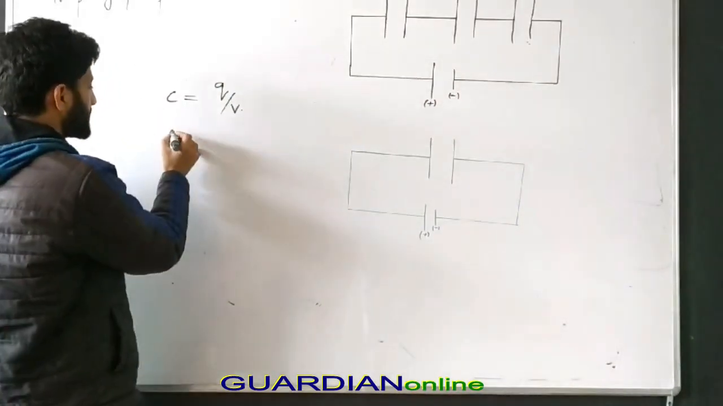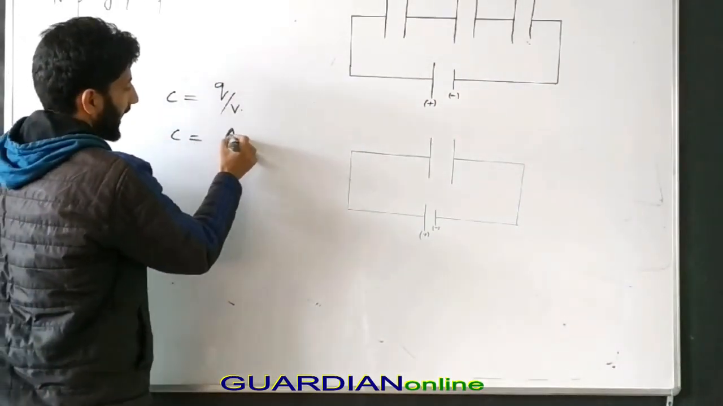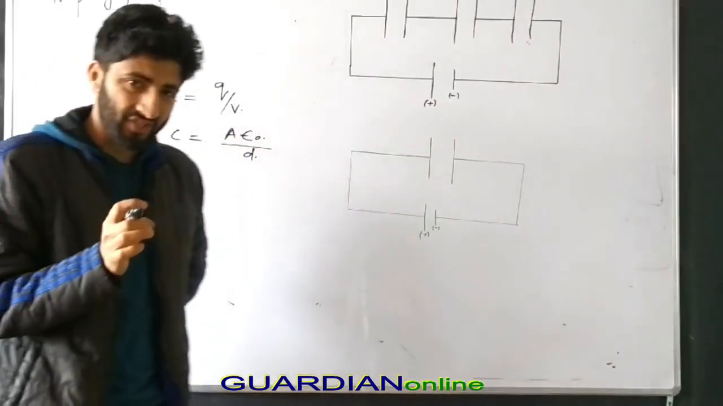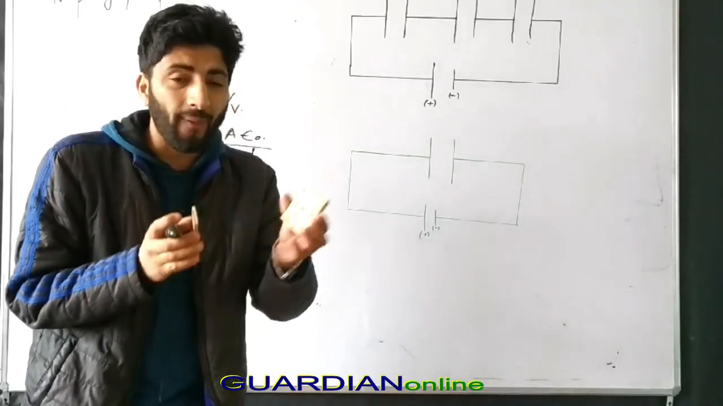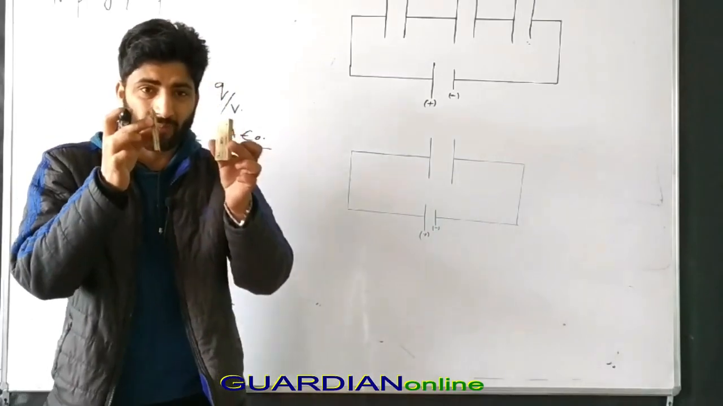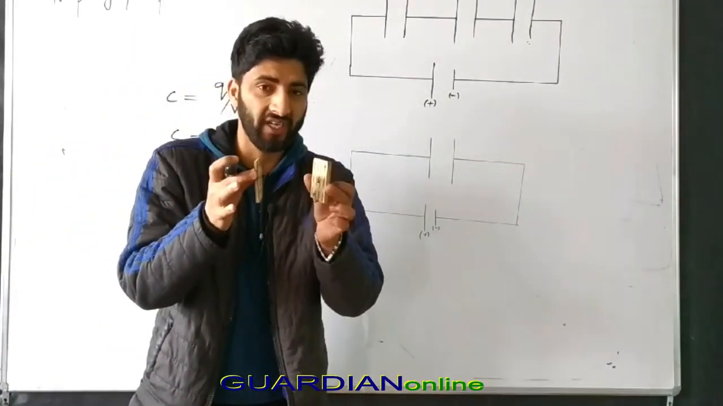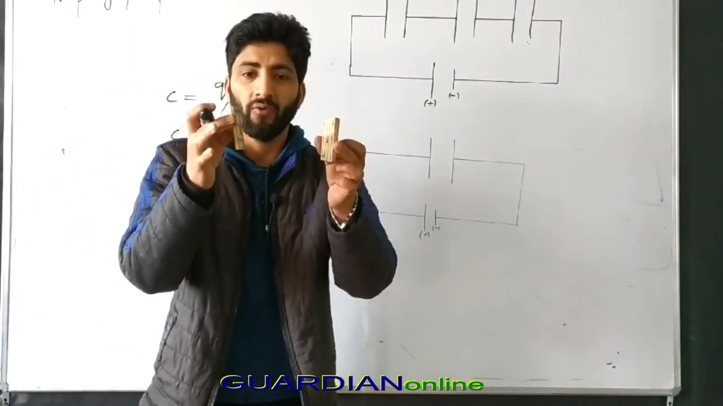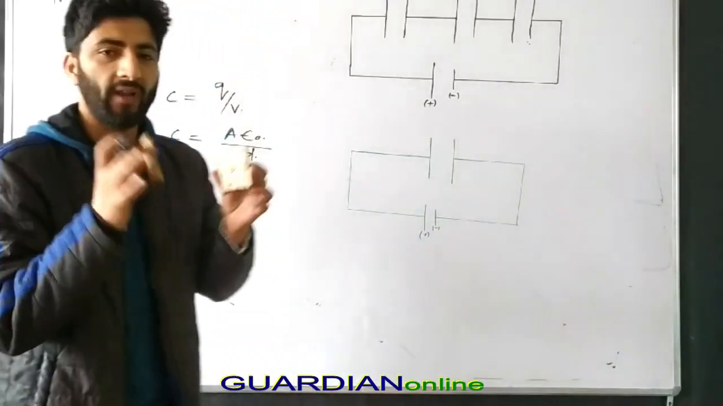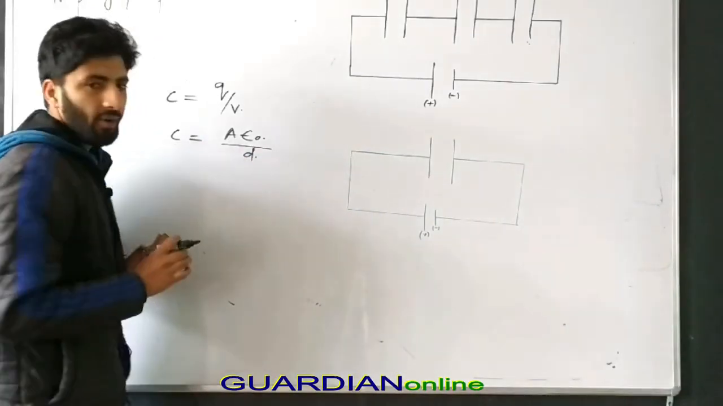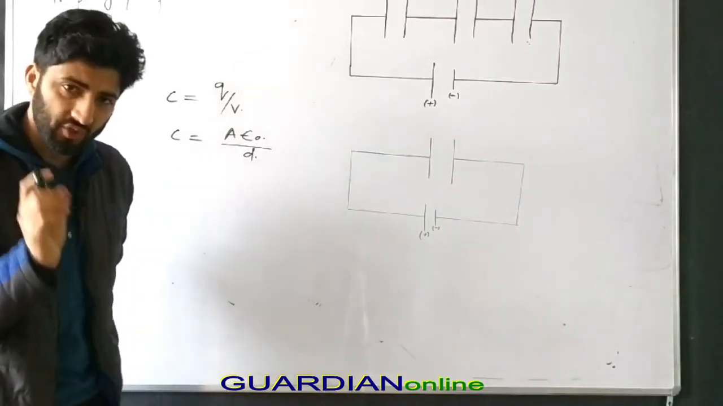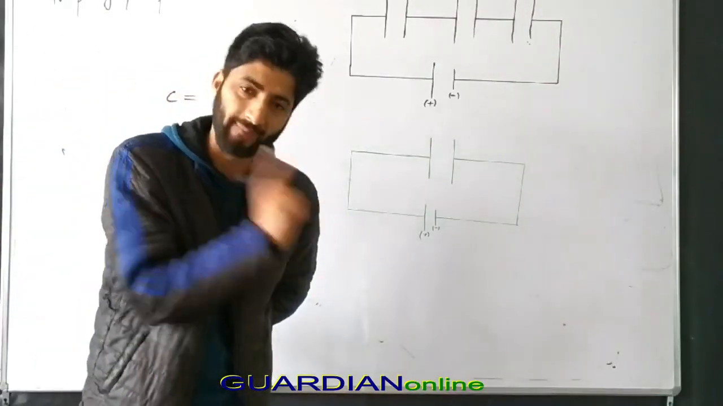We have one more relationship: C equals A epsilon naught divided by D. So capacitance depends on the cross-sectional area of the plates and the spacing between the two plates, along with the medium between them. In this case we have free space, that is the permittivity of free space, and the separation D.